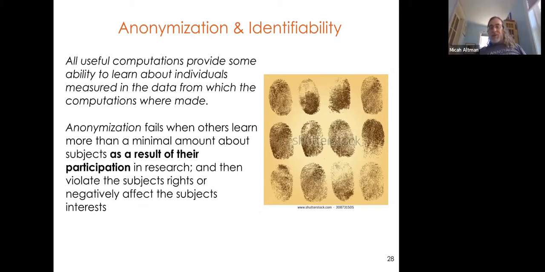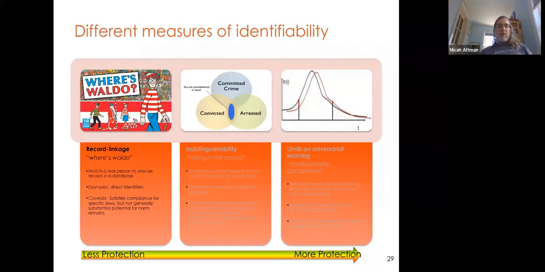That's a good question. So there's a question about how you distinguish the type of knowledge that is likely to be gained without participating in research versus when you participate. And one of the answers is the privacy concept you're using. Distinguishing between these two things is at the core of the concept of differential privacy, which I'll talk about a little bit in this.